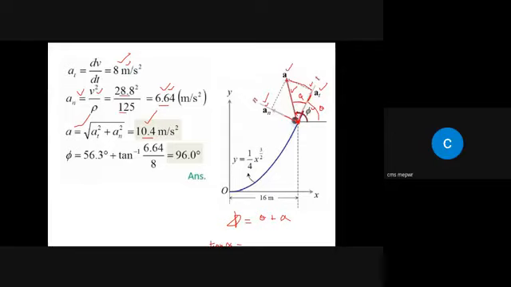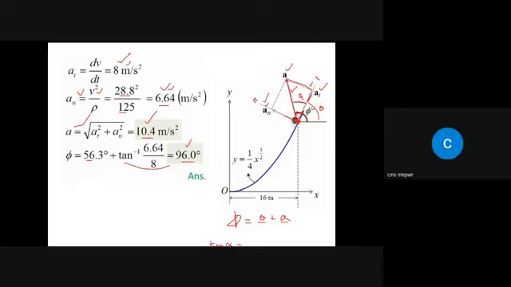And what is alpha? Alpha will be tangent inverse of 6.64 divided by 8, right? So alpha is equal to tangent inverse 6.64 divided by 8, and theta is from the previous slide, equal to 56.3. So put that in the equation. When you combine both, you will get this angle. So the angle that acceleration makes with the positive x-axis is basically 96 degrees. Is it clear now?